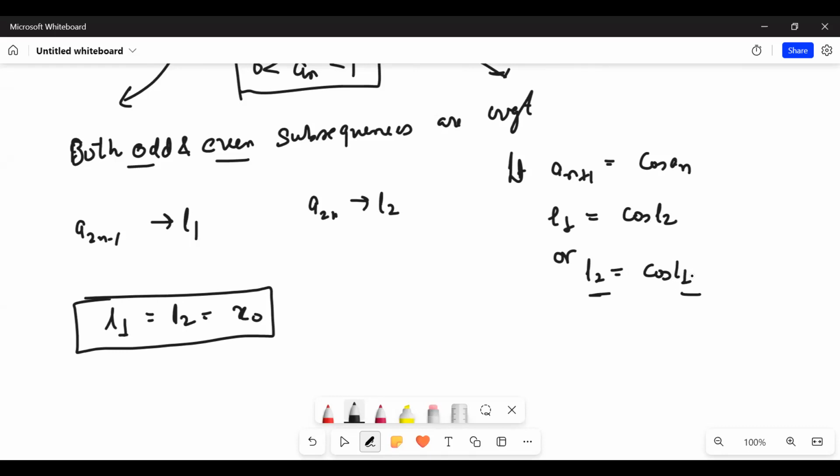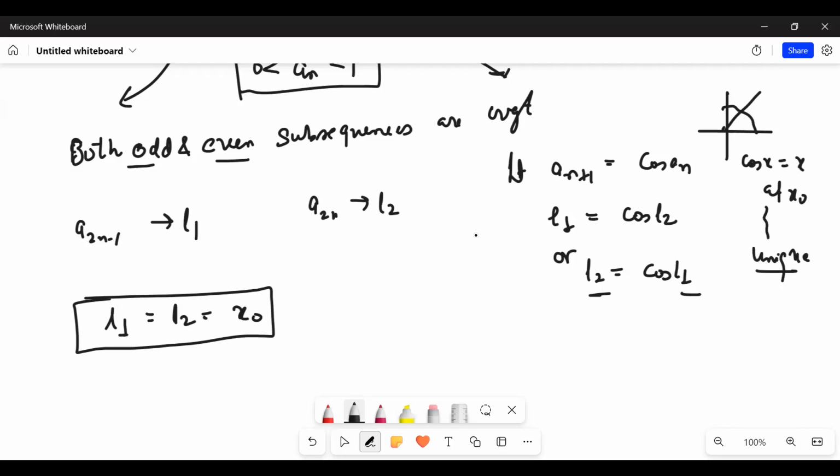If I take L1 equal to x naught, cos of x naught, remember x naught is what? X naught is that point where cos of x is equal to x. So if I take L2 equal to x naught, I will get L1 also equal to x naught. If I take L1 equal to x naught, I'll get L2 equal to x naught. It implies if both subsequences converge to x naught, then the sequence is convergent. And remember, there is only one such point. So this is a unique point. So therefore, the limit is unique.